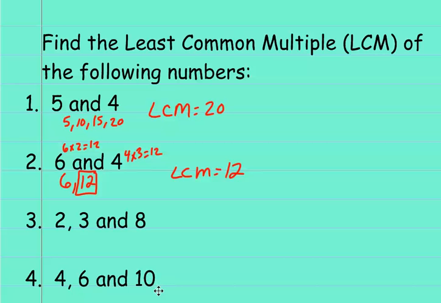So I'm going to start with my highest number, 10. 10, 20, 30. 30 is a multiple of 6, but not 4. Next, 40. 40 is a multiple of 4, but not 6. 50. 60. Ooh, 60 is a multiple of 6. Is it a multiple of 4? Yes, it is, because 4 times 15 equals 60, and 6 times 10. So the least common multiple here equals 60.